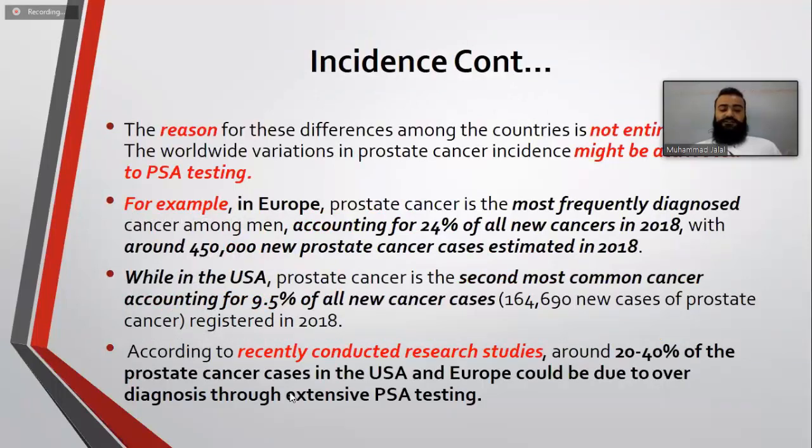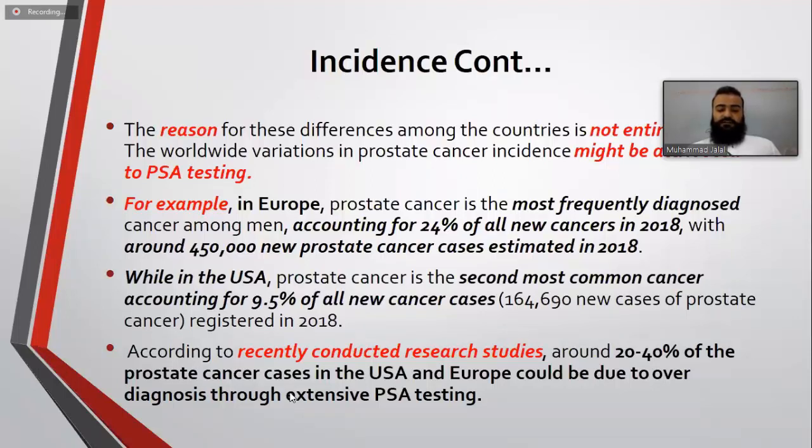The worldwide variation in prostate cancer incidence might be attributed to PSA testing. For example, in Europe, prostate cancer is the most frequently diagnosed cancer among men, accounting for 24% of all new cases in 2018, with around 450,000 new prostate cancer cases estimated in 2018. While in the USA, prostate cancer is the second most common cancer, accounting for 9.5% of all new cancer cases.